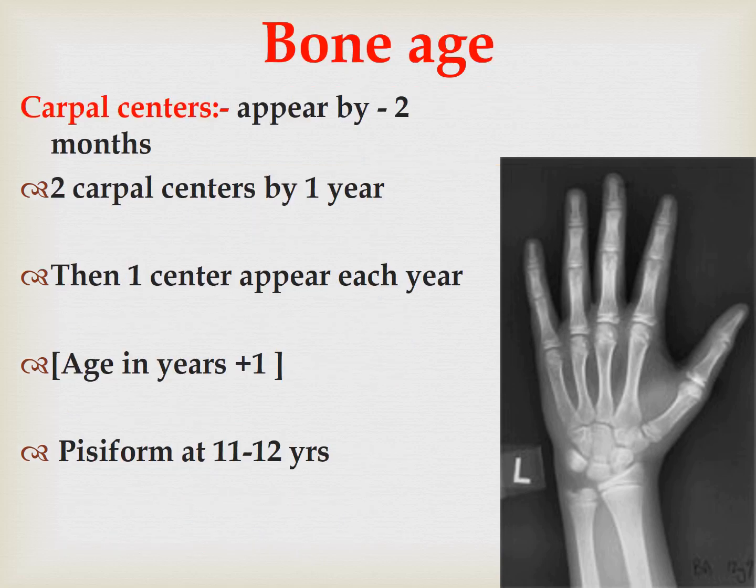The carpal centers appear by 2 months of age, and there are 2 carpal centers by 1 year of age. Then after that, 1 center appears each year. So age in years plus 1 will be the formula. At 1 year there are 2 carpal centers, at 2 years there will be 3 carpal centers, at 3 years 4 carpal centers, that way. So age in years plus 1. Then the pisiform bone ossifies at 11 to 12 years of age.